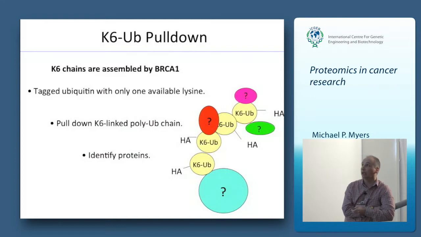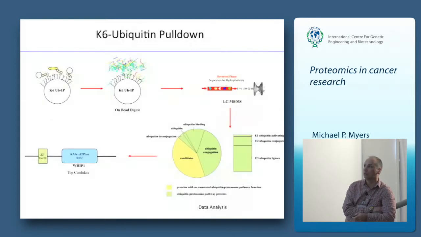My lab started out looking at chains of ubiquitin that are linked through lysine number 6 in the ubiquitin molecule. That was because BRCA1, which is a very important tumor suppressor gene, is known to assemble K6 linked ubiquitin chains. What we wanted to know is what the targets were, so which proteins get K6 ubiquitin added to them, and what proteins actually bind to K6 ubiquitin chains. So we made a form of ubiquitin that can only form K6 chains, did an immunoprecipitation, digested everything off the beads, shot it on the mass spec, turned the data analysis crank, and came up with some candidates that we started to study. The top candidate that we studied the most is this molecule called WIP.